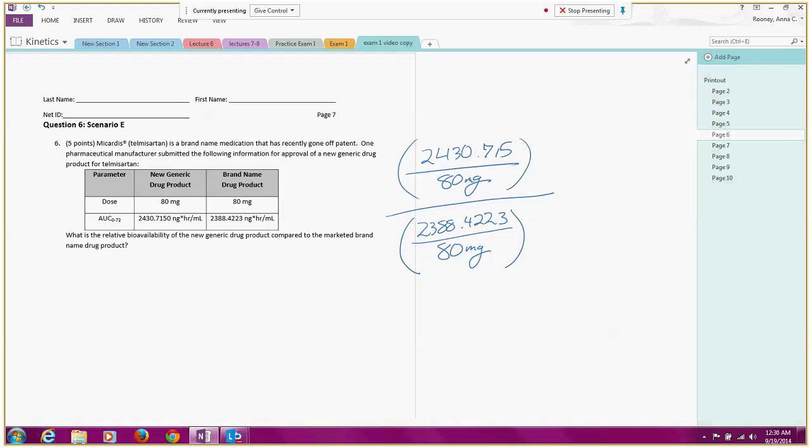So when you divided this straight off, it was 1.01, so if you multiplied that by 100, you would have found that that was 101.77% bioavailability. Now, how do you have this happen? There are two different ways that this can happen with a generic drug especially.